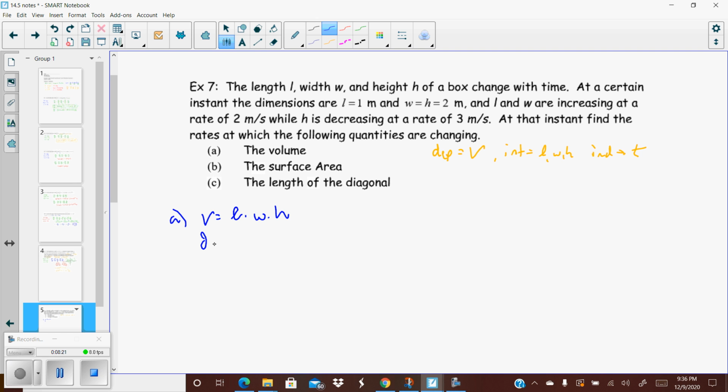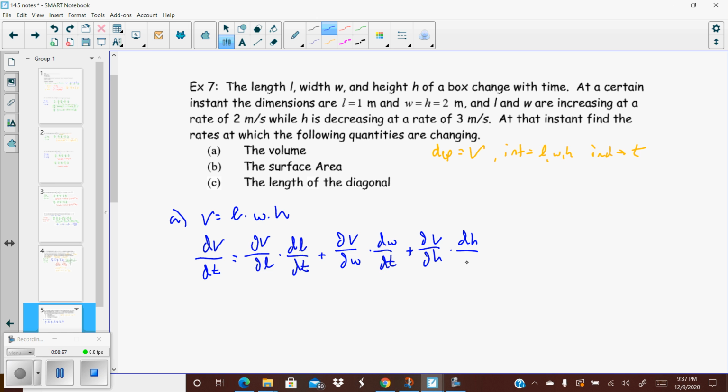So the full derivative of V, because I only have one independent variable, with respect to time is going to be the partial of V with respect to L times the derivative of L with respect to time, plus the partial of V with respect to W times the derivative of W with respect to time, plus the partial of V with respect to height times the derivative of height with respect to time. And I believe that we have all this information.